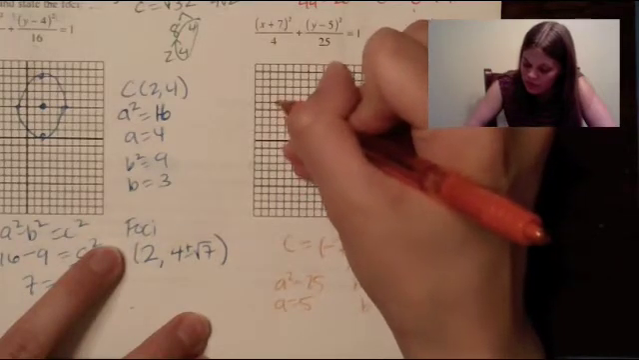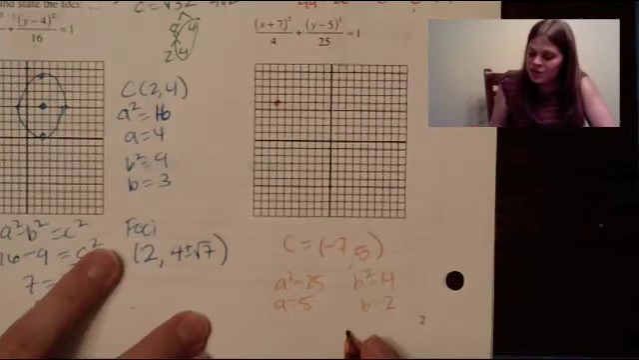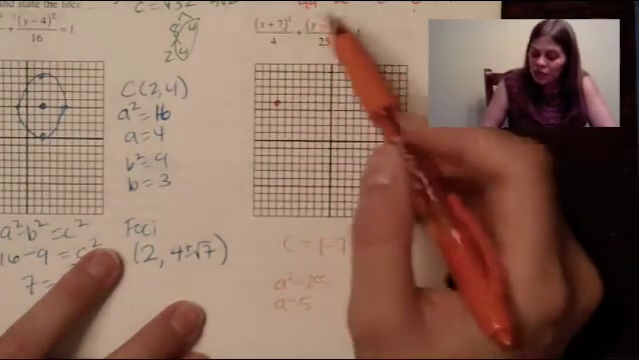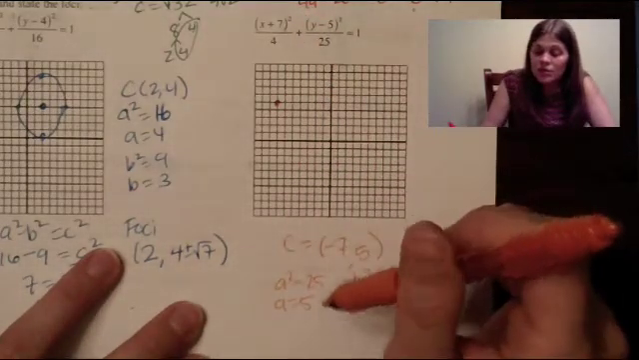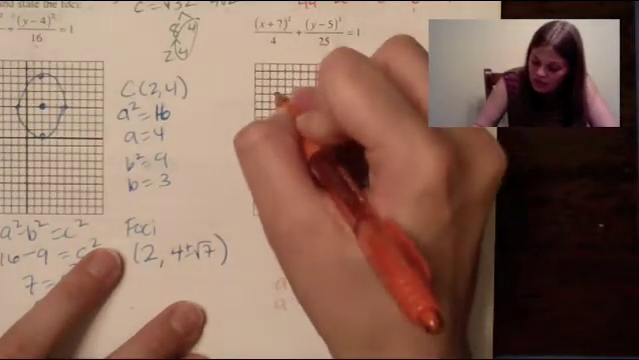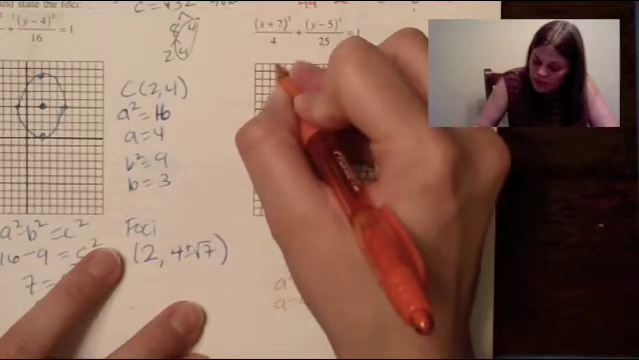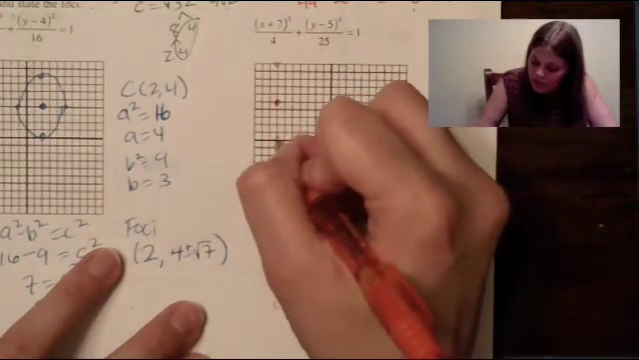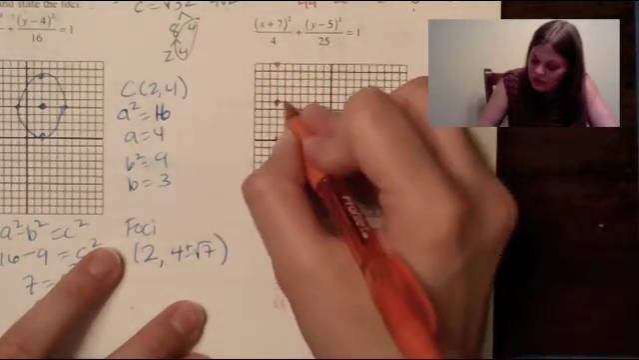and up by 5, 1, 2, 3, 4, 5. Okay, so there's my center. The major axis is going to be up and down. So I'm going to go up by 5, 1, 2, 3, 4, 5, and down by 5, and then I'm going to go left and right by 2.